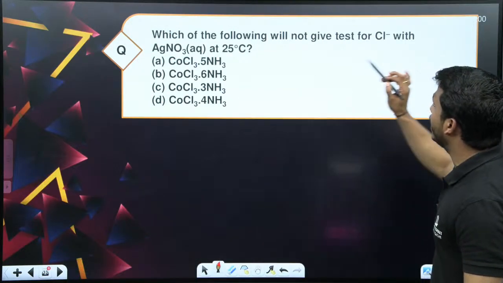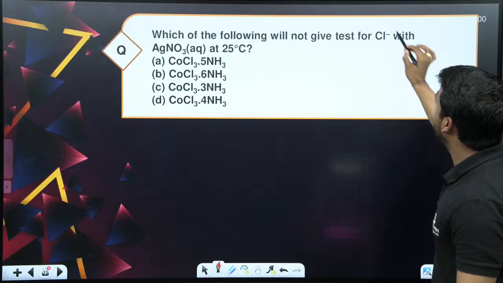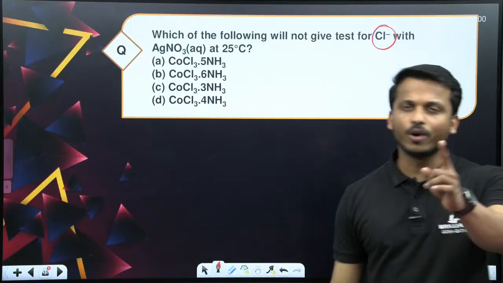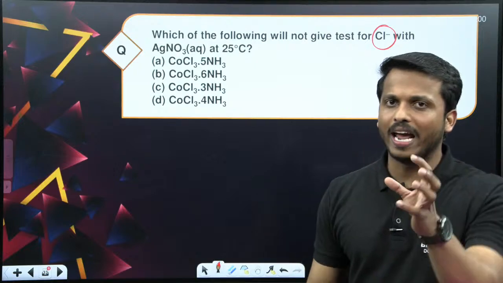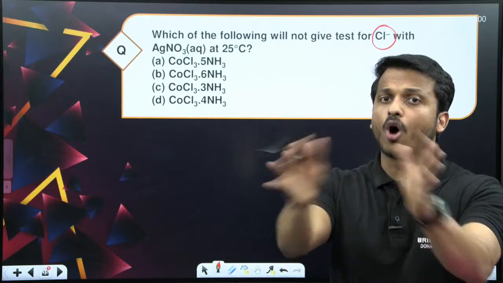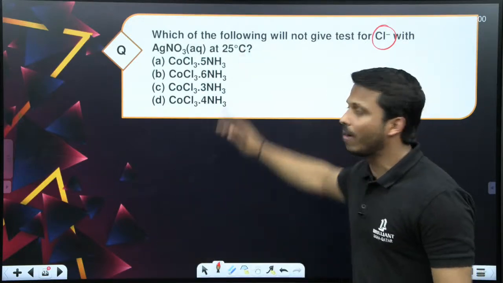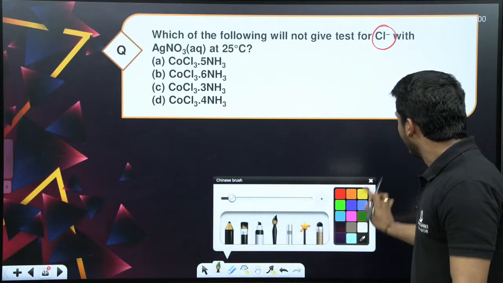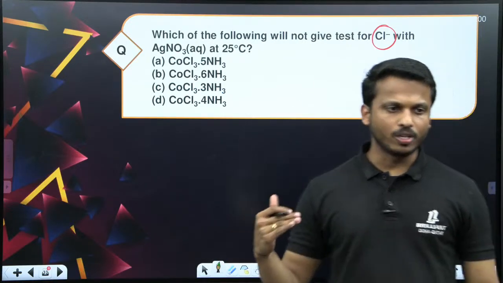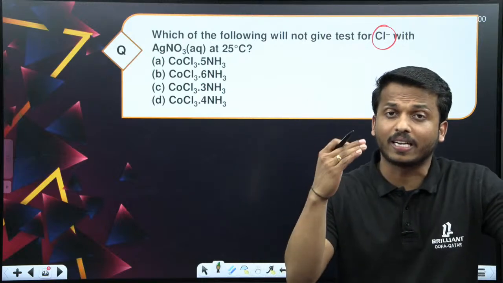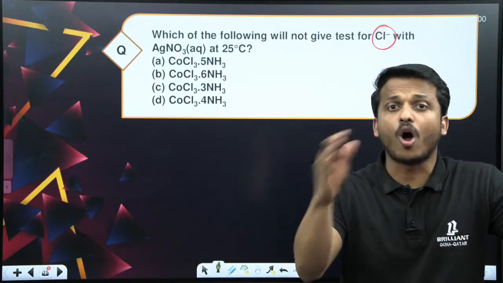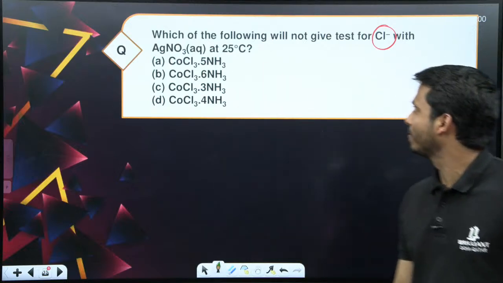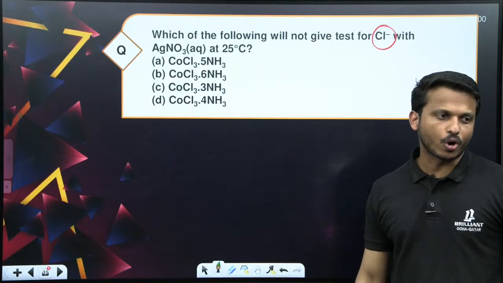Next question. Which of the following will not give test for Cl minus with silver nitrate? I told you, if they're not giving AgCl, it means there is no chlorine outside. In which complex is there no chlorine outside? Tell me fast. When these compounds are treated with silver nitrate and they are not getting AgCl, that means there is no chlorine outside.